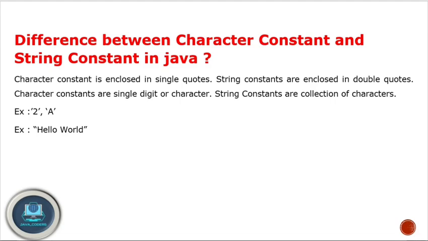Difference between character constant and string constant in Java. A character constant is enclosed in single quotes. String constants are enclosed in double quotes. A character constant is a single digit or character. String constants are a collection of characters.